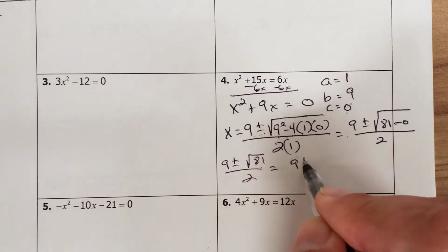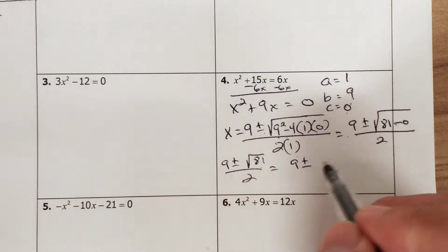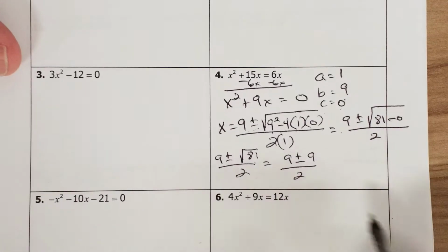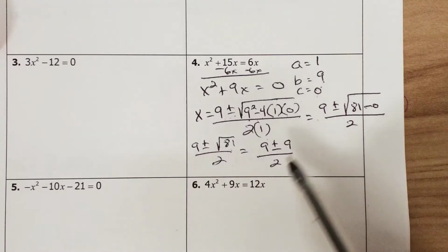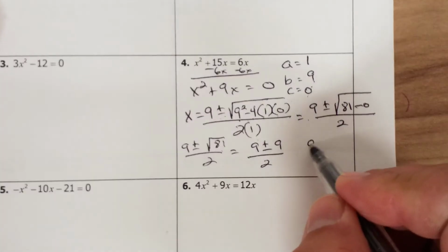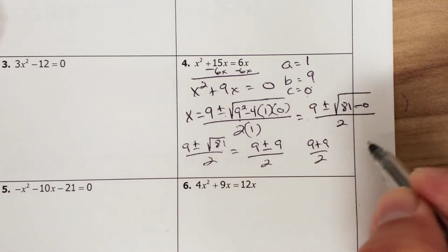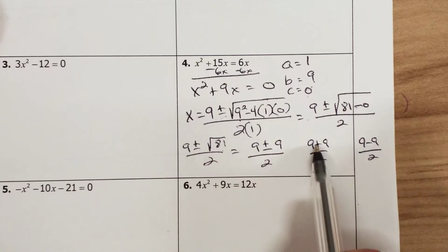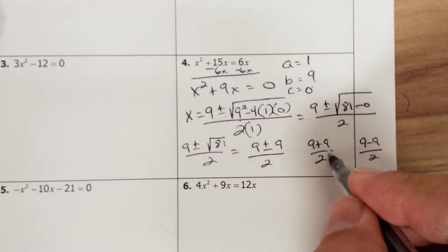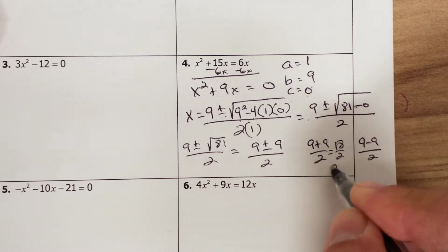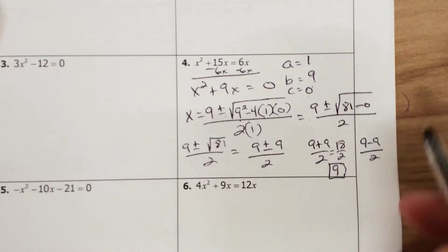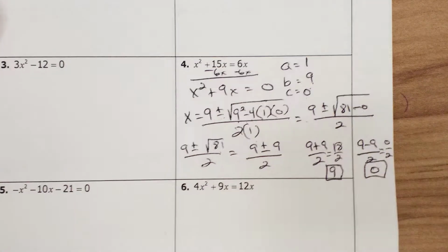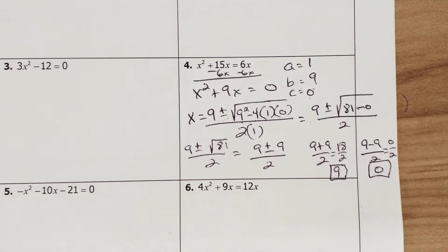So this is 9 plus or minus, again, the square root of 81, which is 9, over 2. Now that you have everything simplified, this is where you work it twice. You work it as 9 plus 9 over 2, and you work it as 9 minus 9 over 2. Well, 9 plus 9 is 18 over 2, which would give you 9. And 9 minus 9 is 0 over 2, which would give you 0. So there's your two solutions.